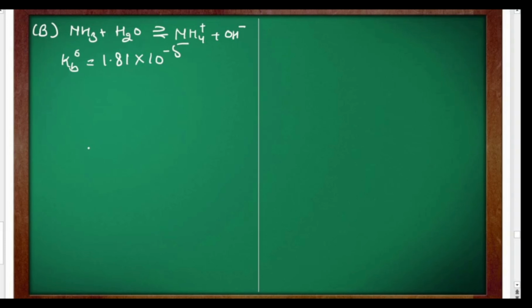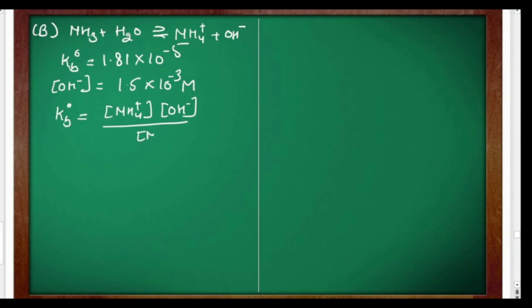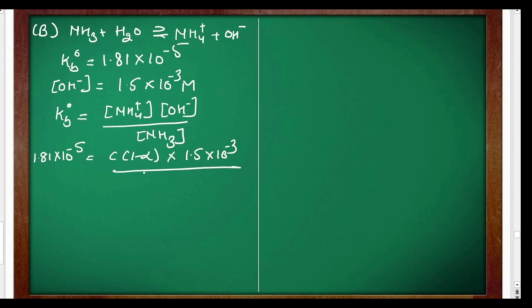In Part B, we have to calculate weight of ammonia. Ammonia plus water gives ammonium ion and hydroxide ion, whose dissociation constant value is 1.81 multiplied by 10 raised to power minus 5. Given hydroxide ion concentration at equilibrium is 1.81 multiplied by 10 raised to power minus 3. Dissociation constant is equal to the product of product concentrations divided by the product of reactant concentrations. After putting the values, we get a linear equation in alpha.